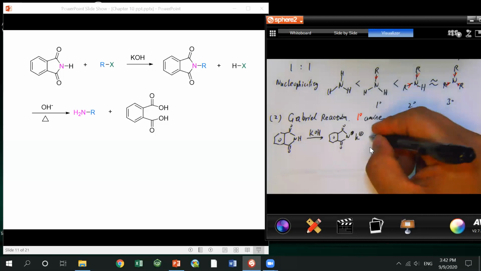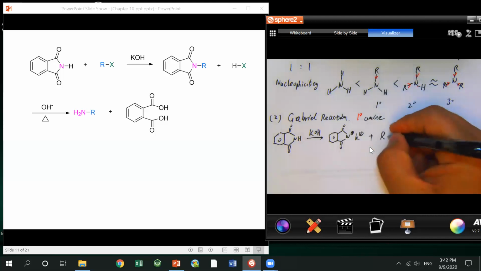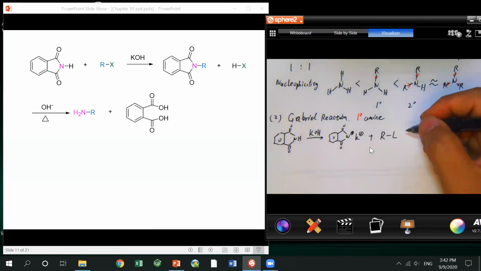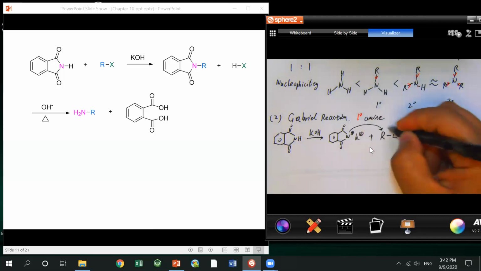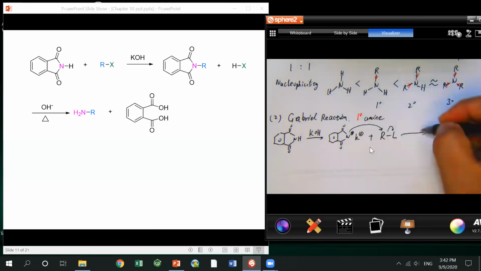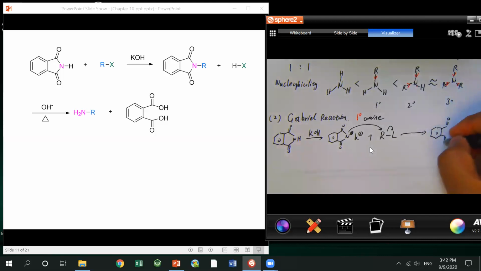All right, so you get this one, and now you can have a substitution reaction. Normally it's just an SN2 reaction. The nucleophile comes in and kicks out the leaving group. You generate an intermediate. Now we have an alkyl group attached to the nitrogen, but that's still not the primary amine.